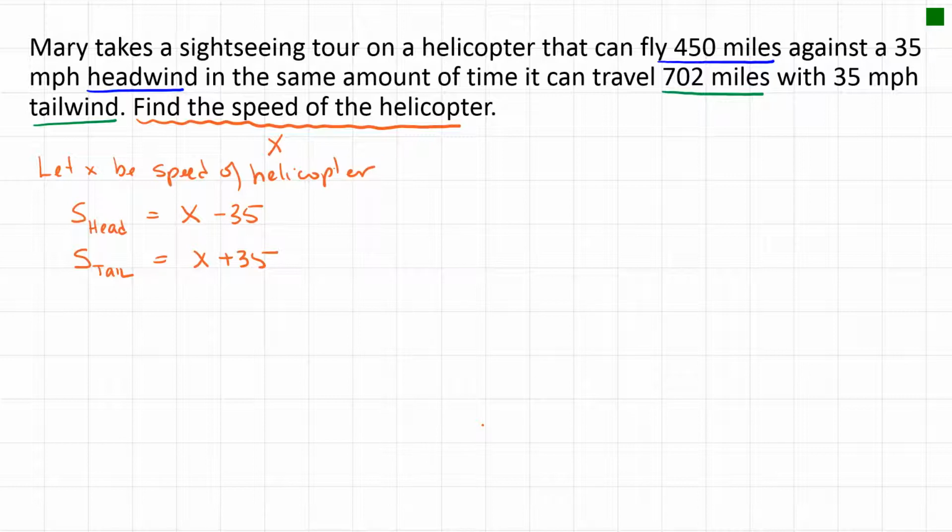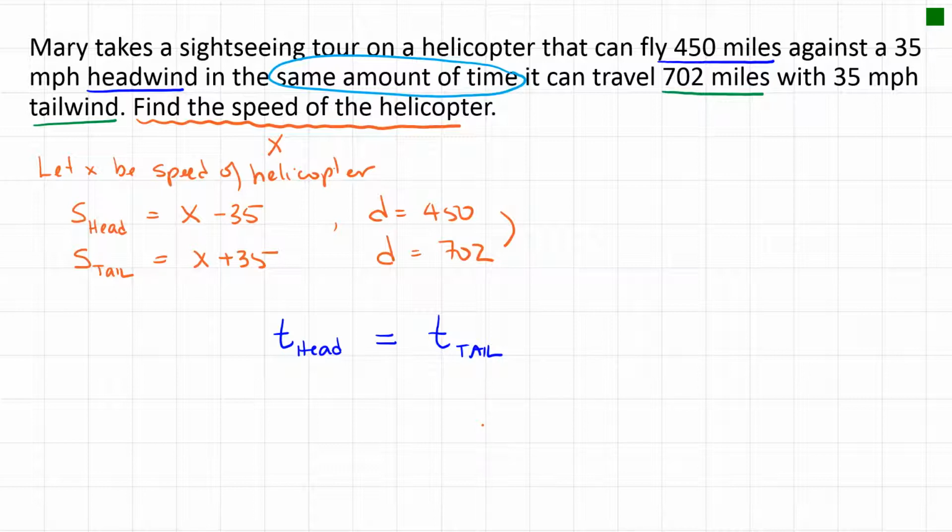Now what we know is that when she has a headwind, the distance she's traveling is 450 miles. And when she's got the tailwind, it's 702 miles. So what links these two situations? Well, it's the time. What do we know about the time? The time is the same. So the time she travels with the headwind has to equal the time she travels with the tailwind.